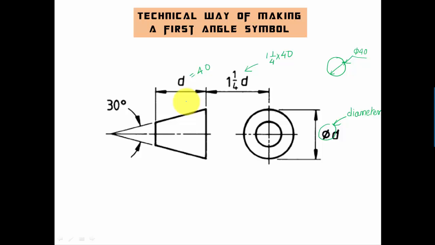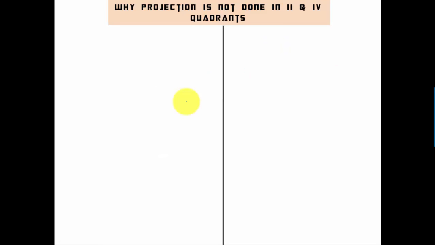Now we're going to discuss the final topic, a very important topic in fact, as to why projection is not carried out in the second and fourth quadrant. There is a very specific reason, a very genuine reason why this does not happen. So why does projection not happen in the second quadrant? So let's have the second quadrant.